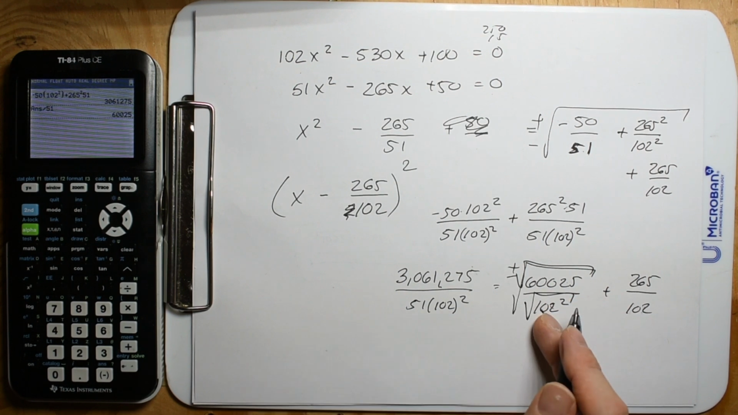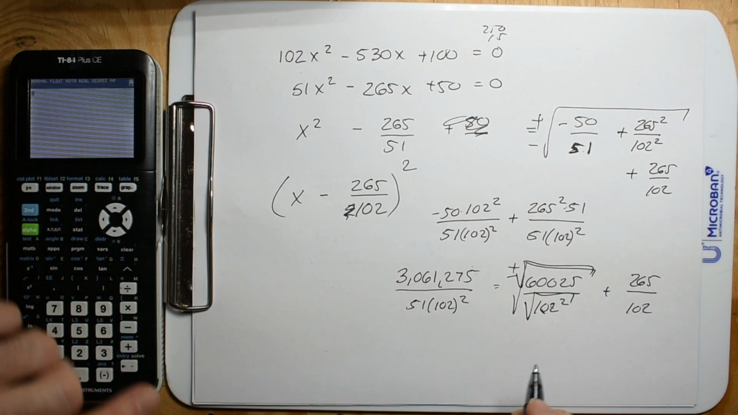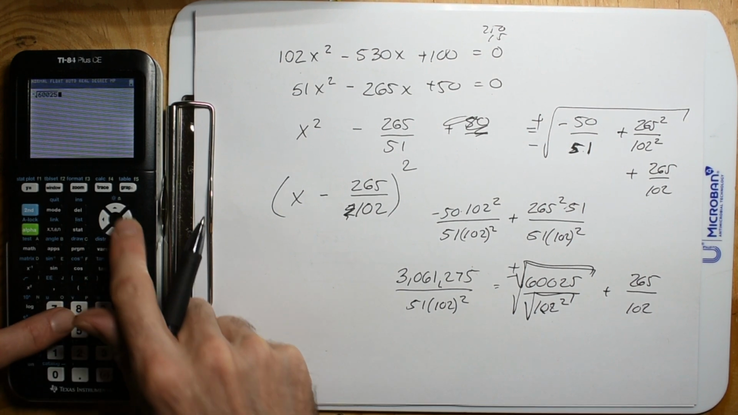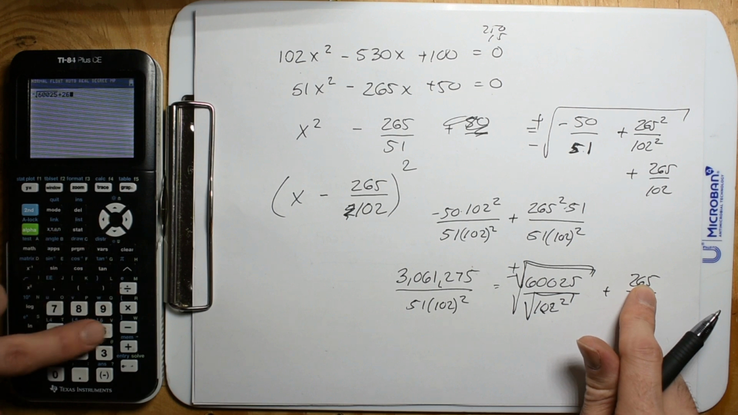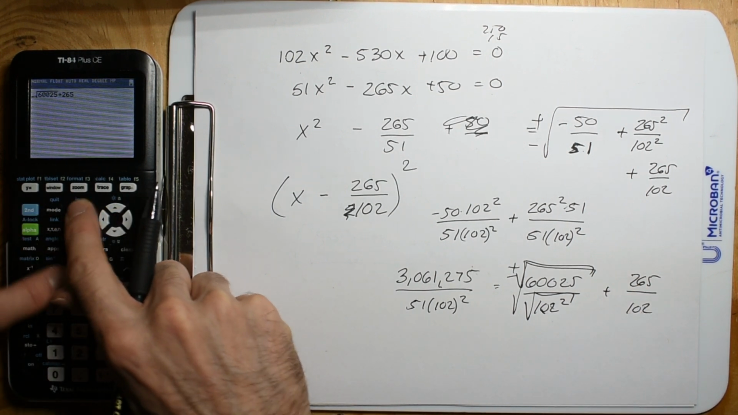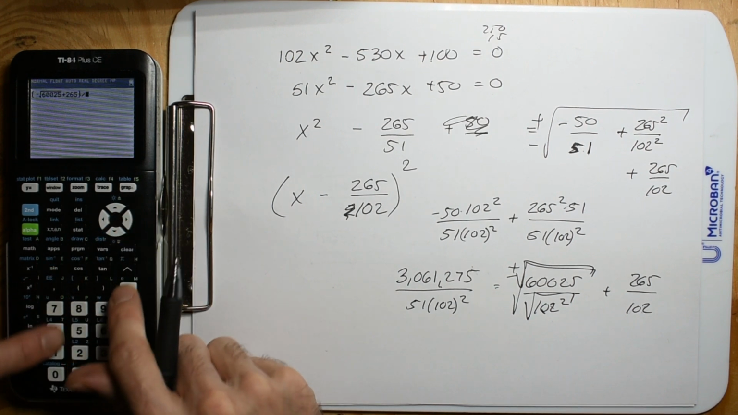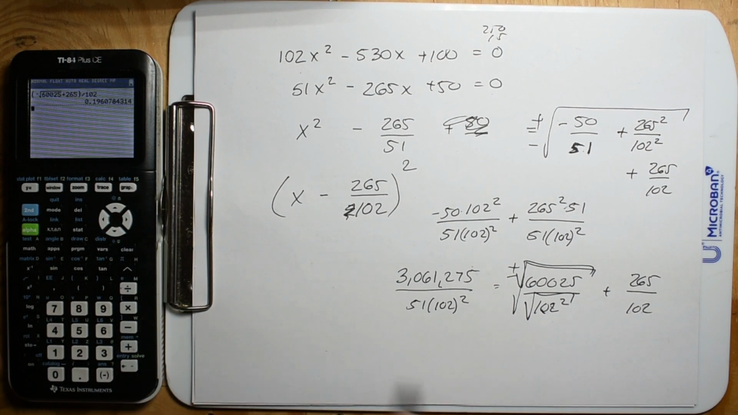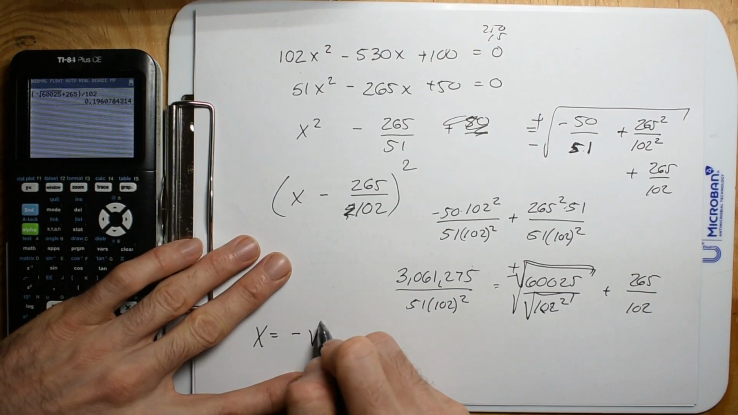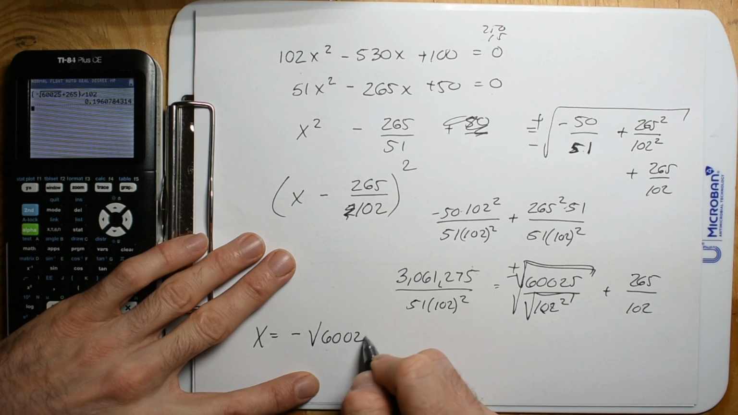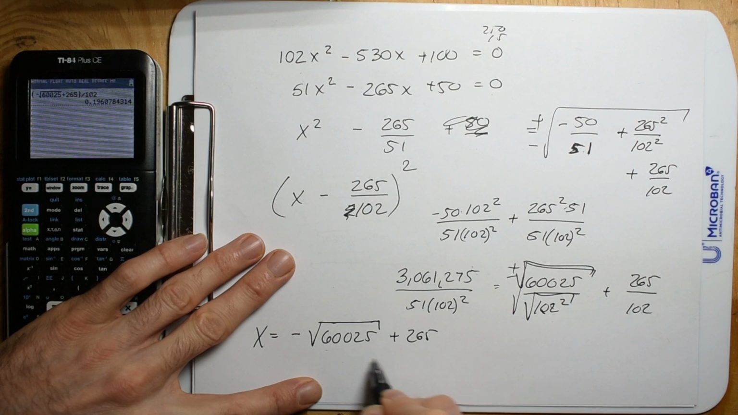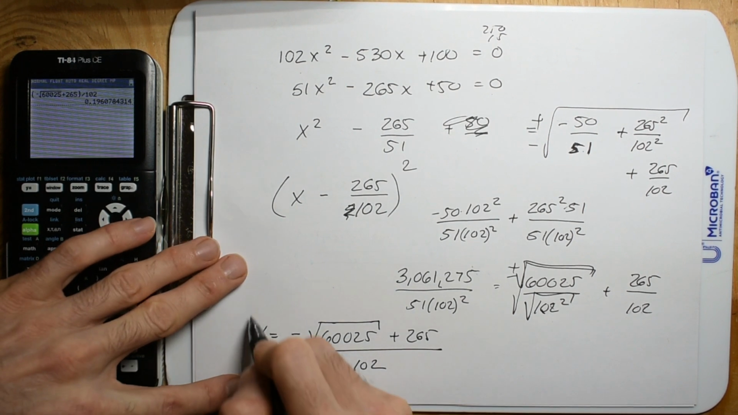I don't know if this is plus or minus, so let's find that out right now. So we have minus the square root of 60025 plus 265, all divided by 102. And we get 0.196. So yeah, the negative root applies, and we have x is negative square root of 60025 plus 265, all divided by 102.